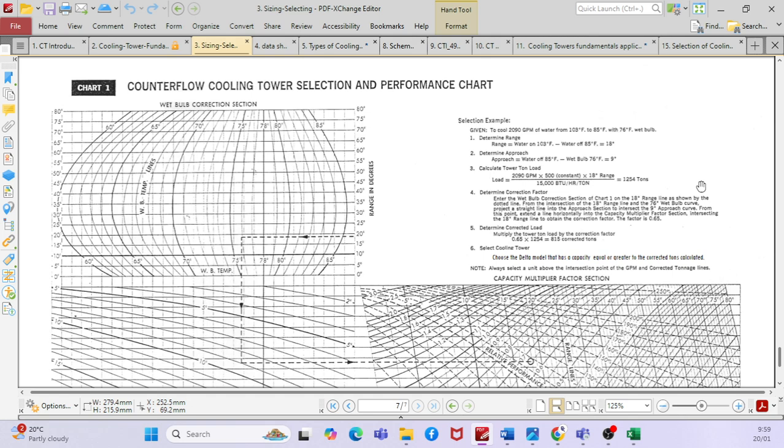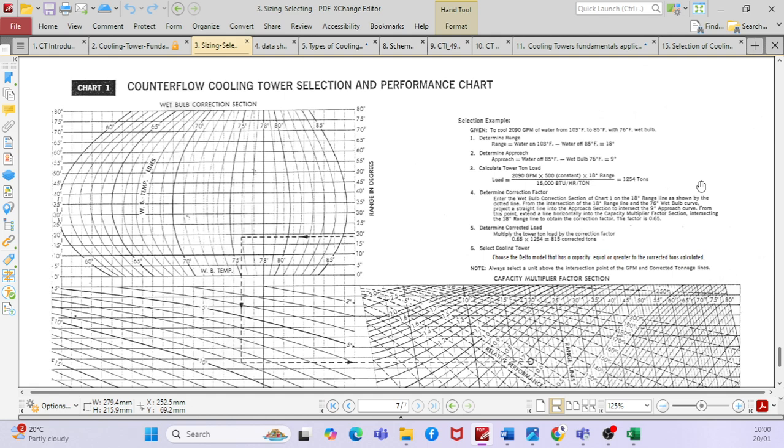You have to say what your range is and what your approach is. Range is the temperature difference between the condenser water supply and condenser water return, and the approach is the difference between your condenser water return and the wet bulb temperature. You give this info as a start for your manufacturer to start looking into.